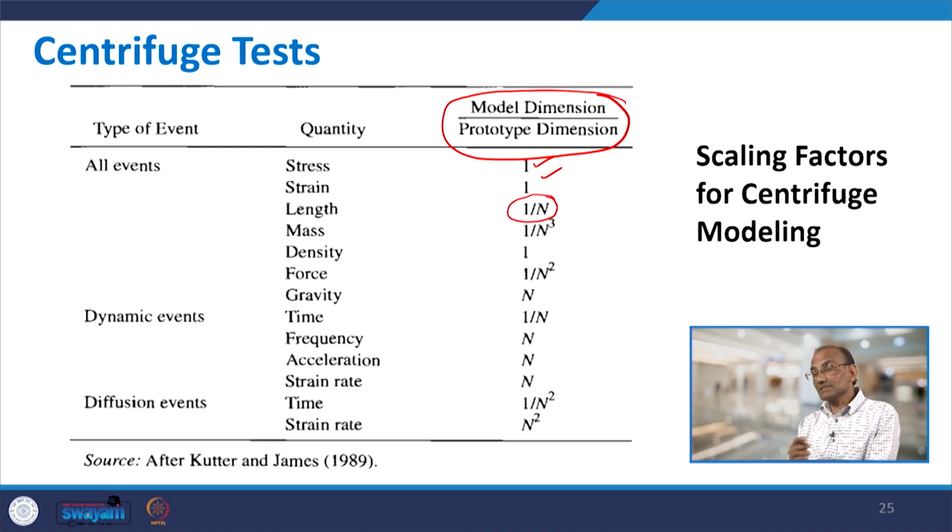Mass: because all 3 dimensions are reduced, not only 1 dimension, the volume will be 1 by n cube and the mass will also be reduced to 1 by n cube. So, mass is much reduced, which is required to be tested in the model. Density in the model and prototype is the same because we are using the same material. Force required in the centrifuge testing is 1 by n square, that is, you require a small force for conducting the test. Only the acceleration due to gravity is increased n times, and there are other factors: time is 1 by n, frequency is n, acceleration becomes n times. Let us discuss some examples here.